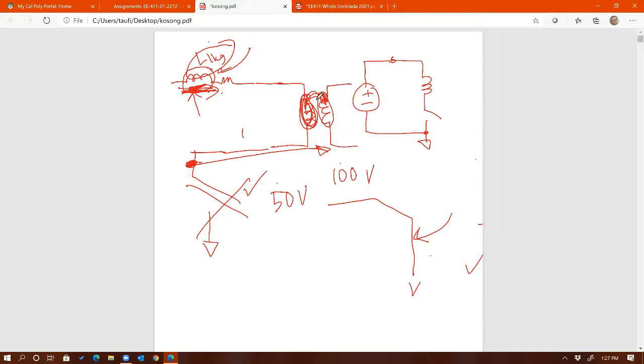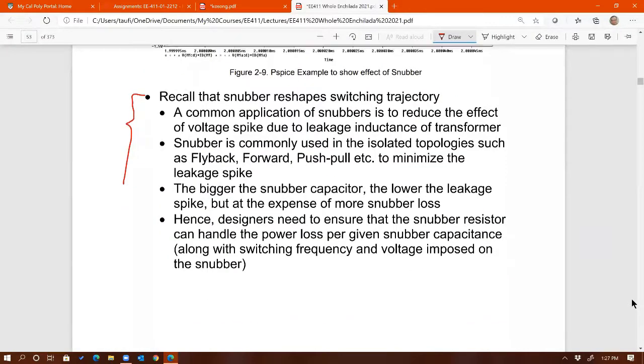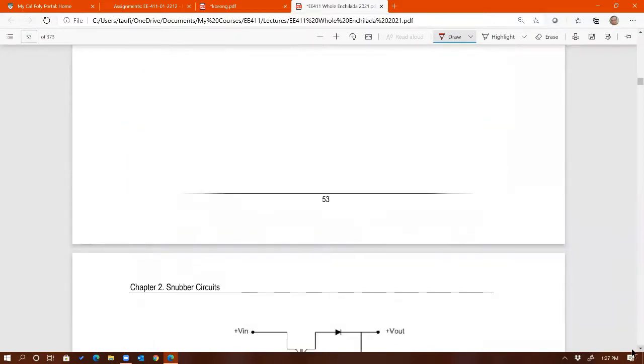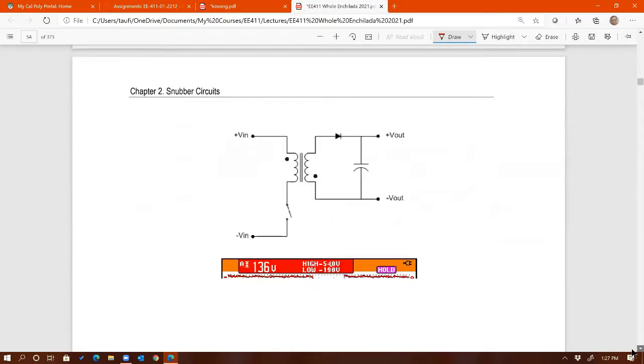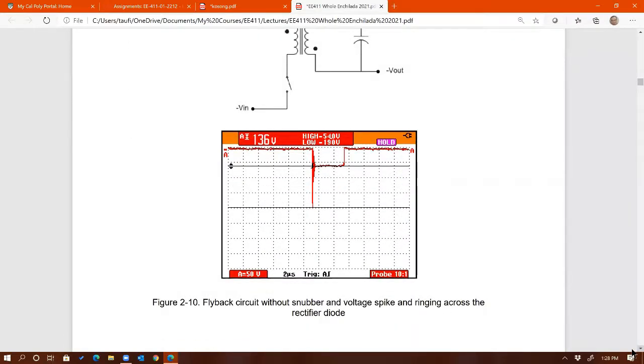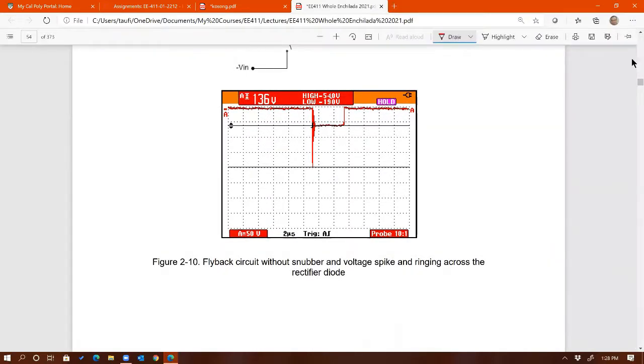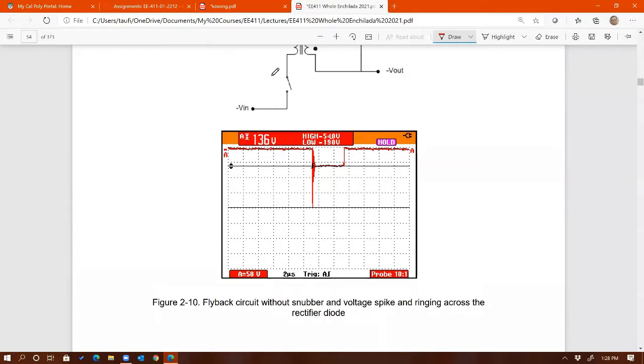So push-pull and flyback, they are prone to leakage spike. So be careful, right? If you're using push-pull or especially flyback, the leakage spike could be really bad. Watch. These are actual measurements I did in the lab. That's a flyback circuit that I have in the lab, and I measured the voltage across that MOSFET, that switch in the flyback, right? And look at what happens there.